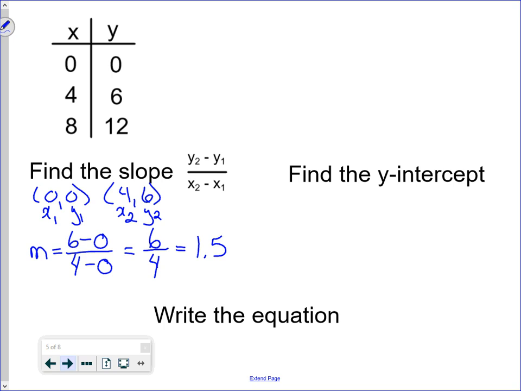For the y-intercept, again, I need to choose the point where x is 0. So that is going to be the first point of 0, 0. So this time, our y-intercept is actually 0.